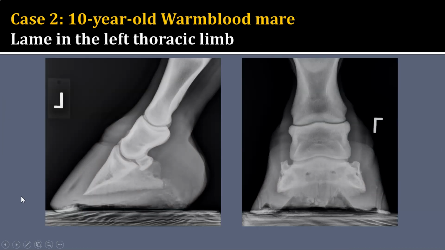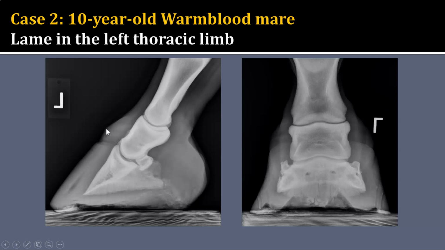Case number 2 is a 10-year-old warm blood mare who is lame in the left thoracic limb, and I only have the standard orthogonal views here. On the lateral view, one of the first things that catches my eye is that there is this linear lucency within the dorsal hoof wall. There's also poor distinction between the laminae here that we talked about before. And then if I look at this dorsal cortex of the distal phalanx relative to the dorsal hoof wall, there is a lack of parallelism there. So this is actually mildly deviated to the palmar aspect or mildly rotated.